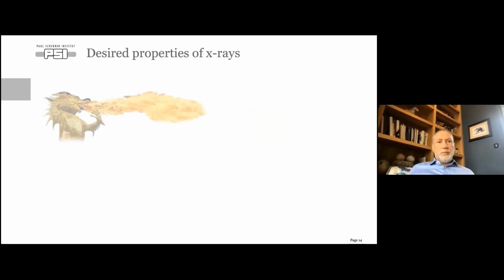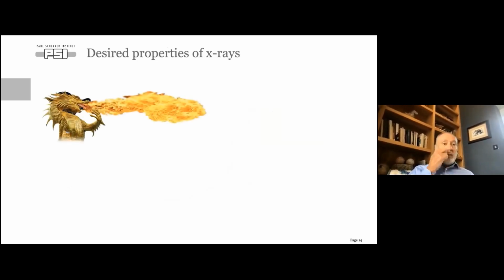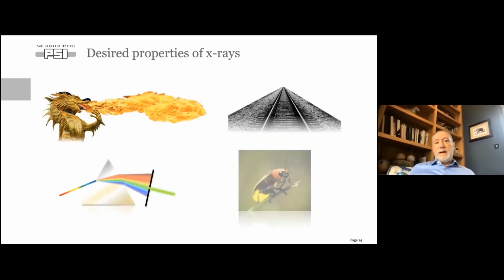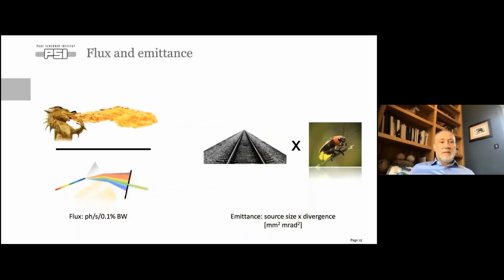Okay, so what makes a synchrotron interesting? Well, first of all, the intensity of the radiation is extremely high. The radiation is very parallel. One uses just a narrow bandwidth, and the source size of that radiation is very small. Now, one can bring all of these together.